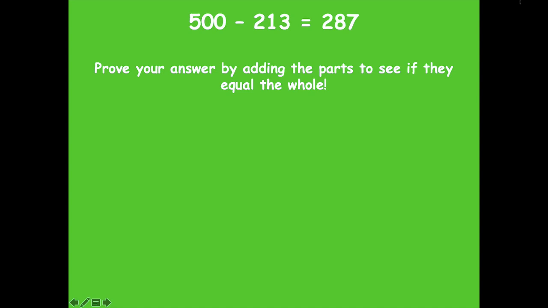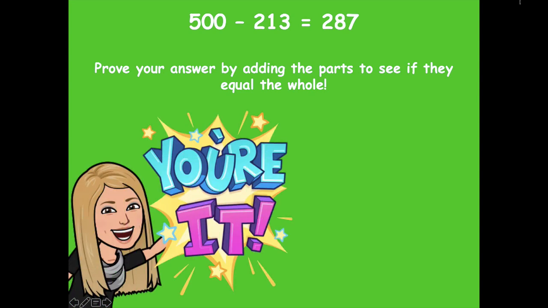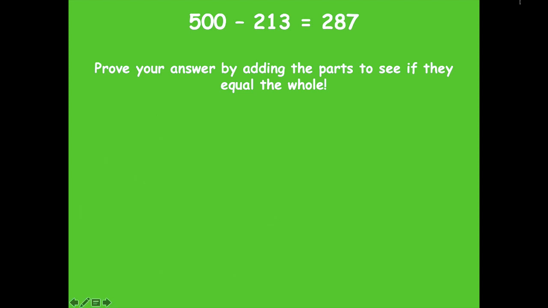Yeah, 213, that's one of them. What's the other part? 287. Those are our two parts. So if we add those together, we should get 500 if we have done our subtraction correct. So go ahead and pause the video, solve the addition problem, and then click play when you're ready to go over it together.